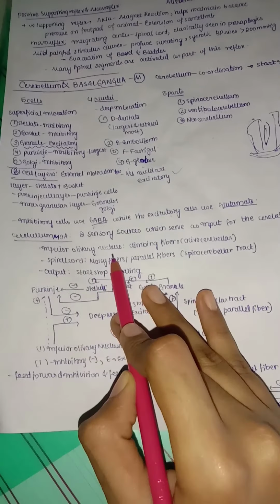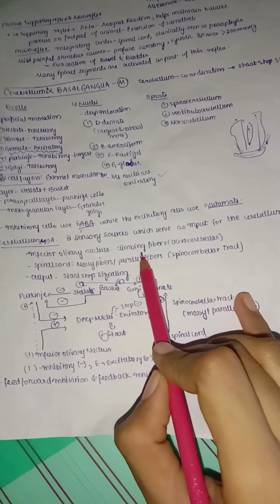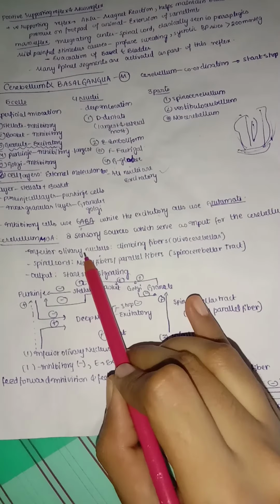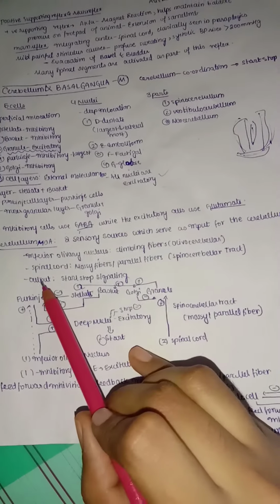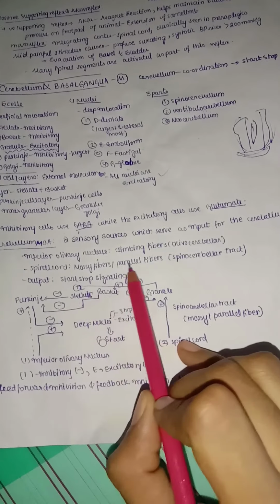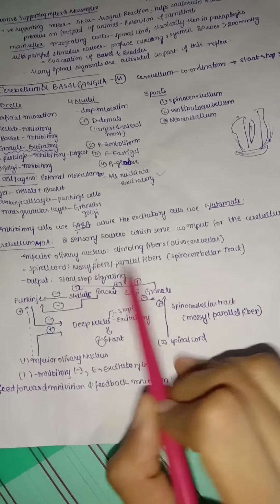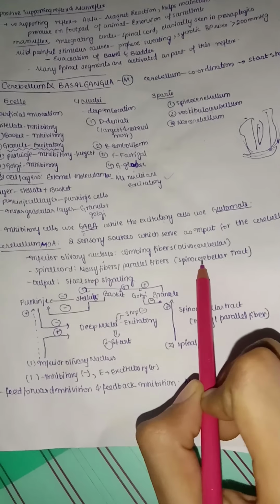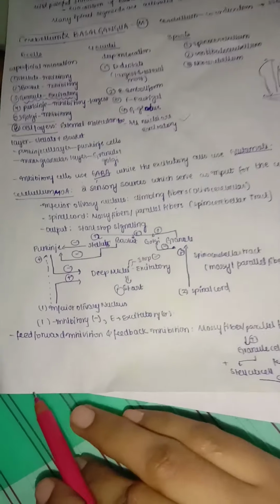So you can see here the inferior olivary nucleus. From the inferior olivary nucleus we are getting climbing fibers. This is also called olivocerebellar because from the olivary nucleus it is coming to the cerebellum, and from the spinal cord you have mossy fibers or parallel fibers. This is called spinocerebellar because from the spinal cord it is coming to the cerebellar tract, and the output is start or stop signaling.